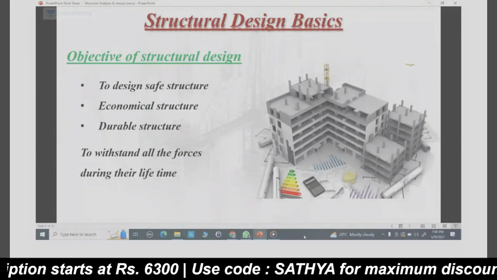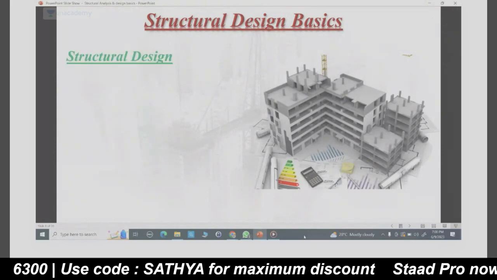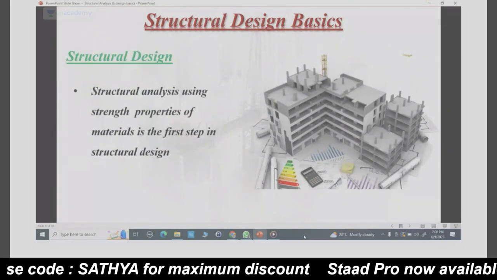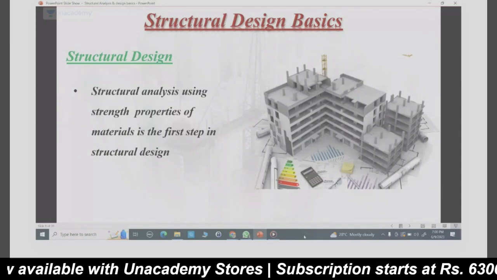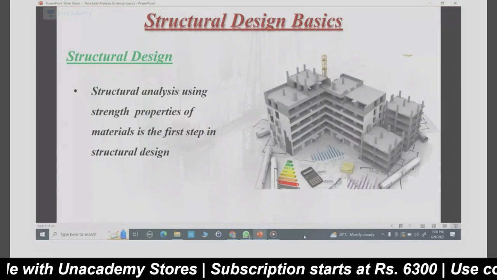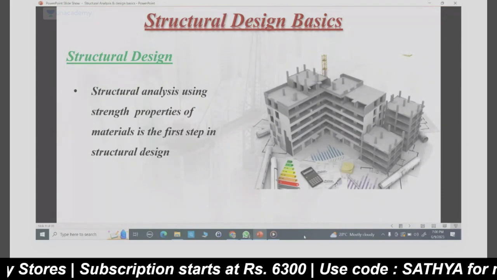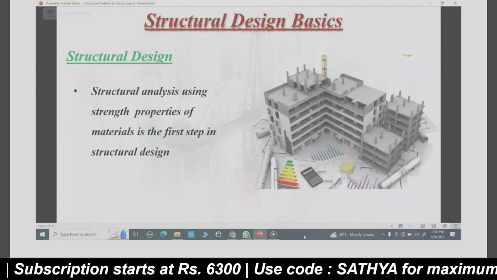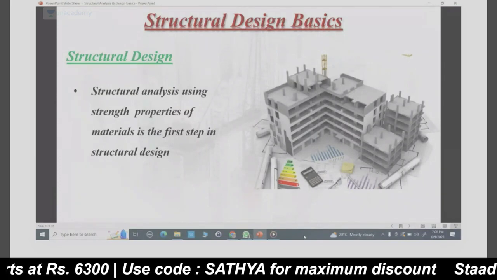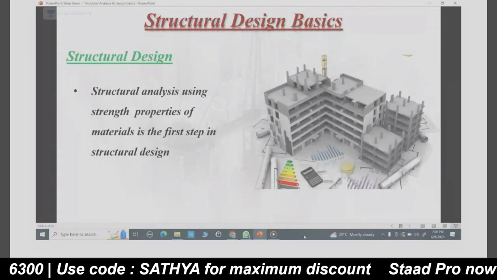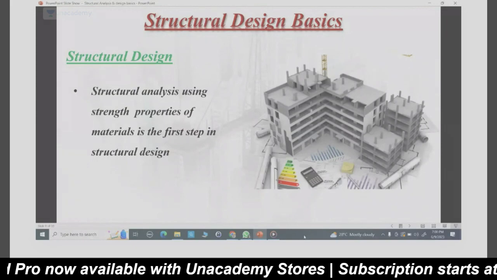To do this, we need to follow a set of procedures. Structural analysis is the process which we need to do before doing the structural design. Structural analysis using the strength properties of the material is the first step in structural design, as we have discussed before. That is the first step which we do in structural design.